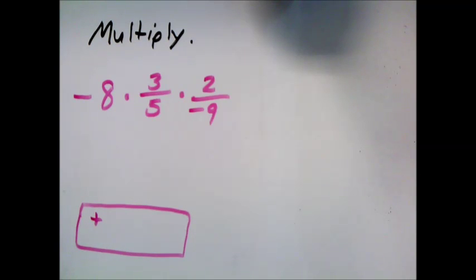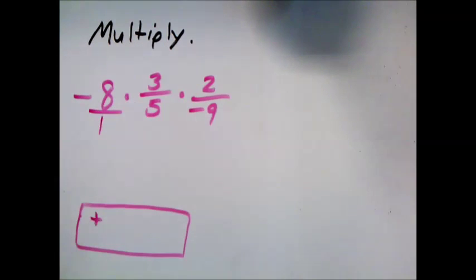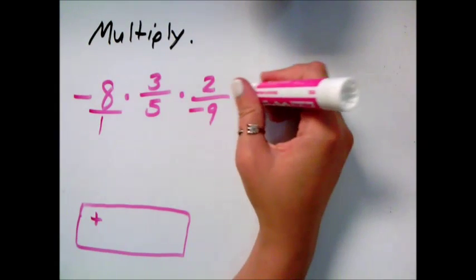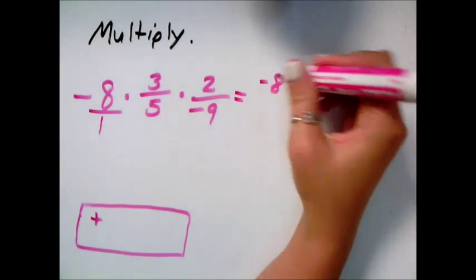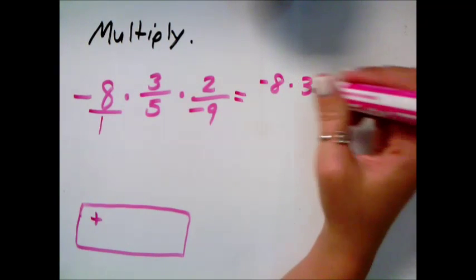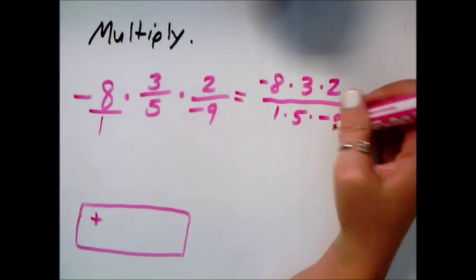All right, so we multiply fractions straight across. So top to top, bottom to bottom. And on a whole number, it helps to put the bottom so I can see what's actually there. So realistically, I'm thinking of this as 8 times 3, or negative 8, we'll keep our negative, times 2 on the top, and 1 times 5 times negative 9 on the bottom.